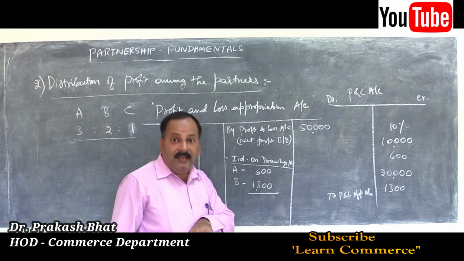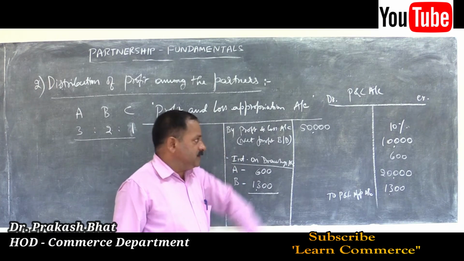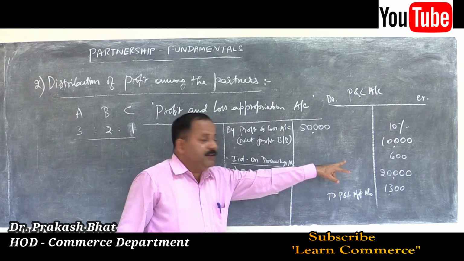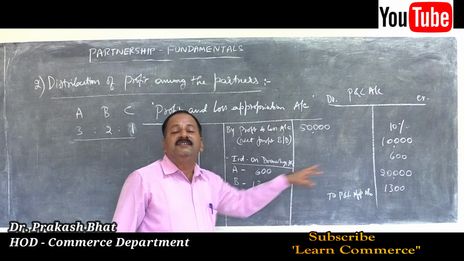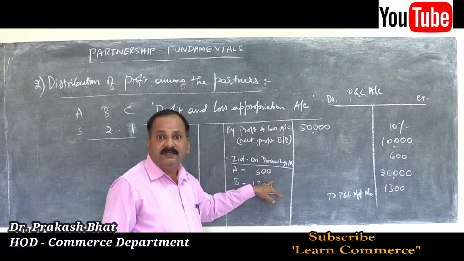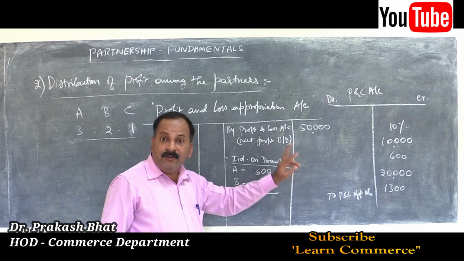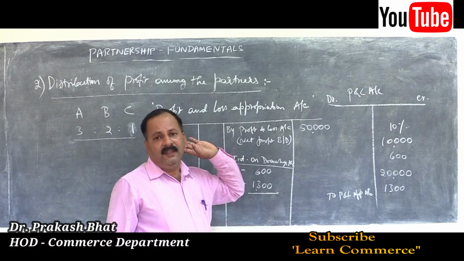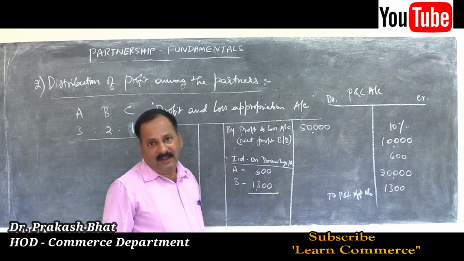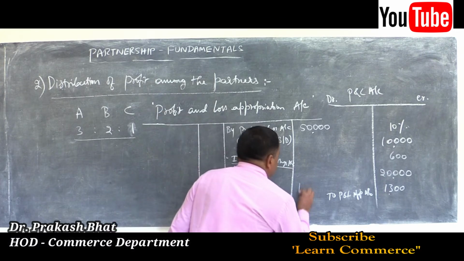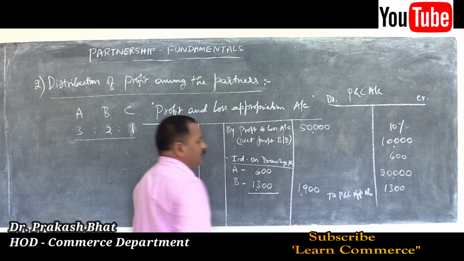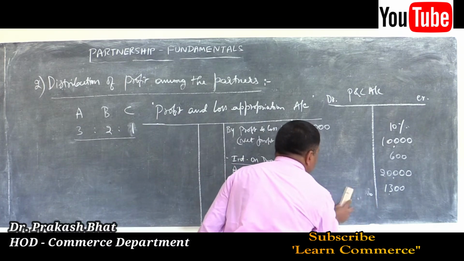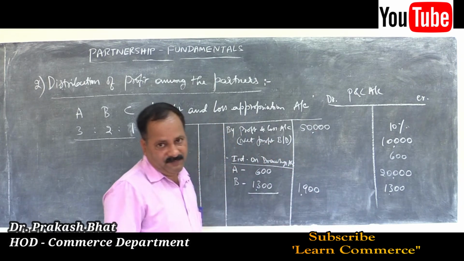If I calculate on the amount drawn by the partners, 10% on 10,000 is 1,000, and 10% on 20,000 is 2,000 on B, it will become 3,000. But as the interest on drawings is given, don't get confused. Straight away, write the same amount in the appropriation account. Now it will come to 1,900. Record this on the credit side. So only two items will appear on the credit side.